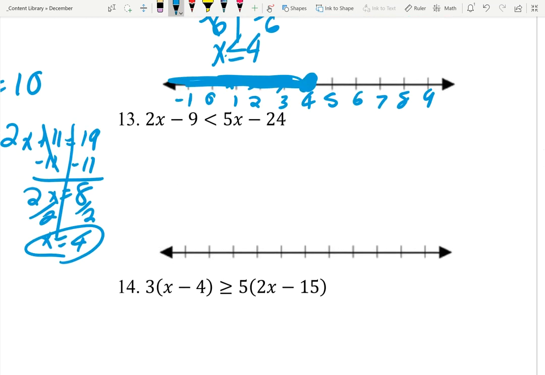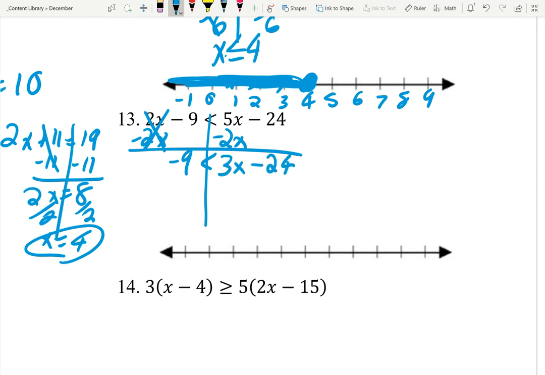Number 13. So number 13, solve like a normal equation. I'm going to take the smaller of the x terms and move it first. So since it's positive 2x, I'll subtract 2x to cancel it out. So subtract 2x here, combine those terms. I end up having negative 9 less than 5 minus 2x, which is going to be 3x. Bring down the minus 24.